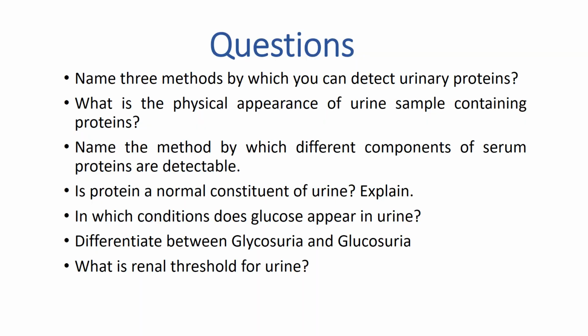So these are some of the questions. Name three methods by which you can detect urinary proteins. What is the physical appearance of urine sample containing proteins? Name the method by which different components of serum proteins are detectable. Is protein a normal constituent of urine? Explain. In which conditions does glucose appear in urine? Differentiate between glycosuria and glucosuria.